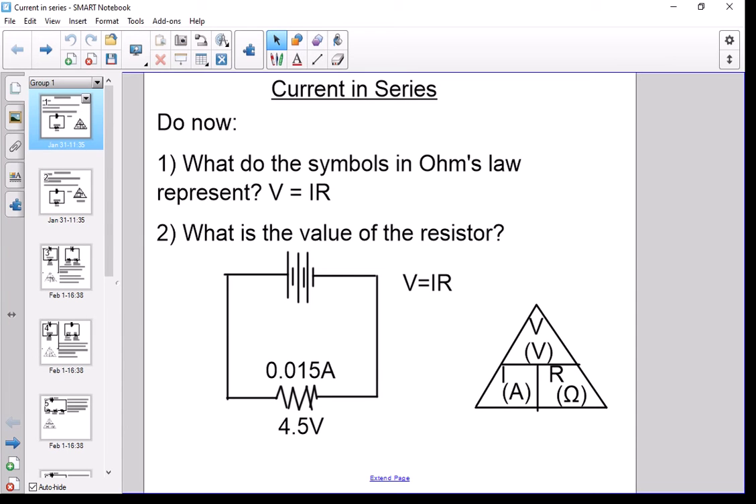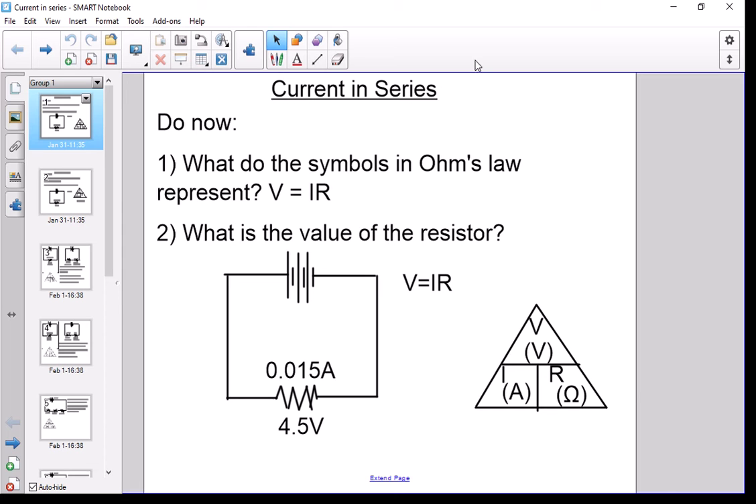Let's go through current in series. So number one, what do the symbols in Ohm's law represent? Number two, what is the value of the resistor in that circuit below? So pause, have a go, unpause when you are ready.